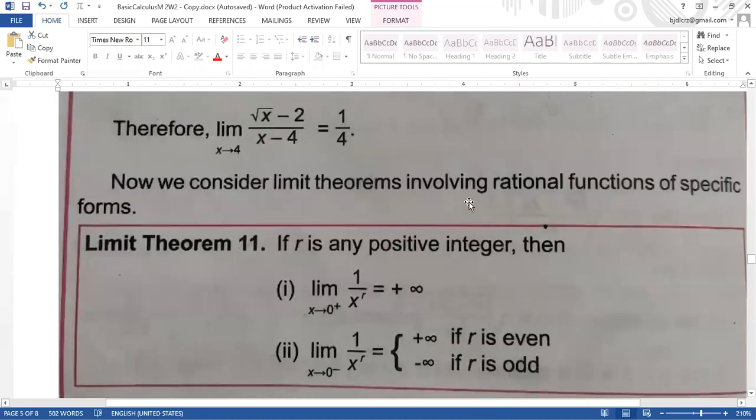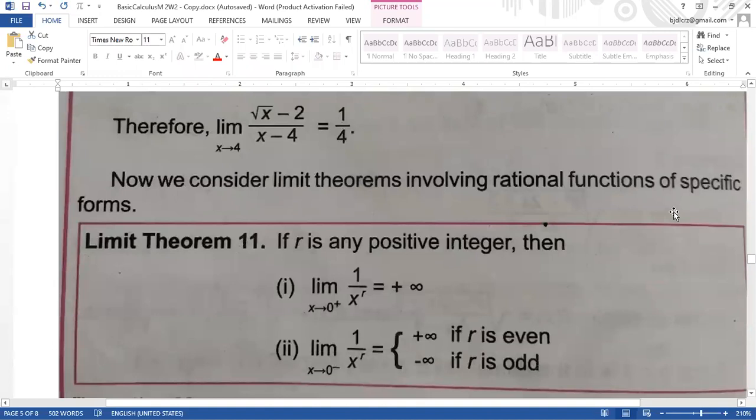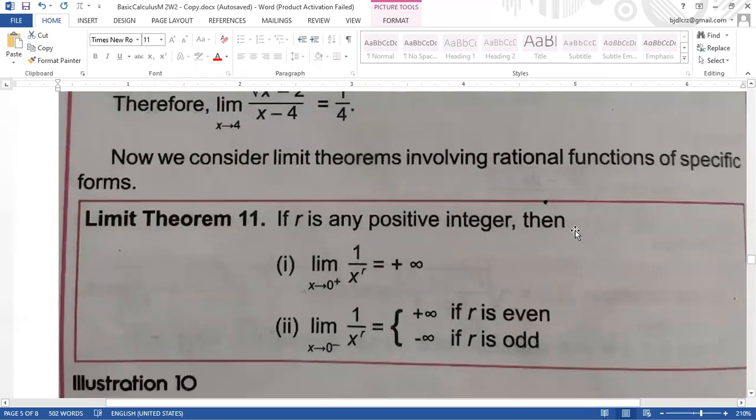Now we consider limit theorems involving rational functions of specific form. Limit theorem 11. If r is any positive integer, then the limit of 1 over x raised to the power of r as x approaches 0 from the right. From the right is positive, right? So from the right, our limit is equal to positive infinity. Okay? Our r is any positive integer.